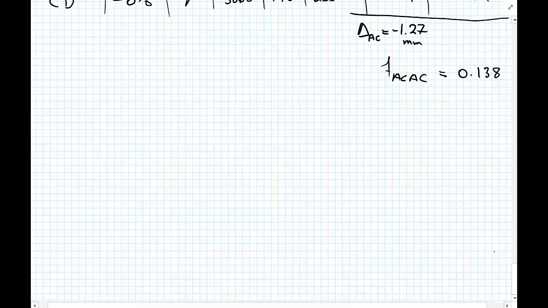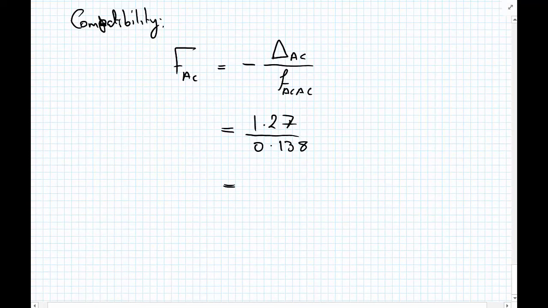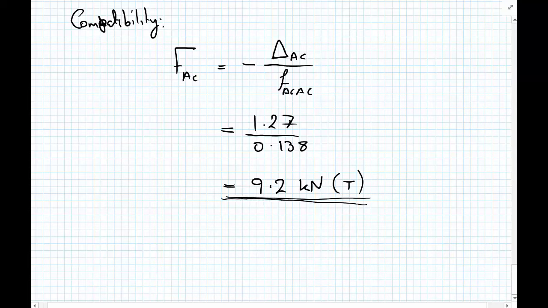So with these values calculated, we can finally return to our compatibility equation and rearrange it in terms of the unknown force FAC. So from compatibility, just rearranging it, we get FAC is equal to minus delta AC divided by the flexibility coefficient FACAC. And so we get FAC equal to 1.27 divided by 0.138, which gets us that the force was equal to 9.2 kilonewtons, and that would be in tension because we presumed it to be in that direction.